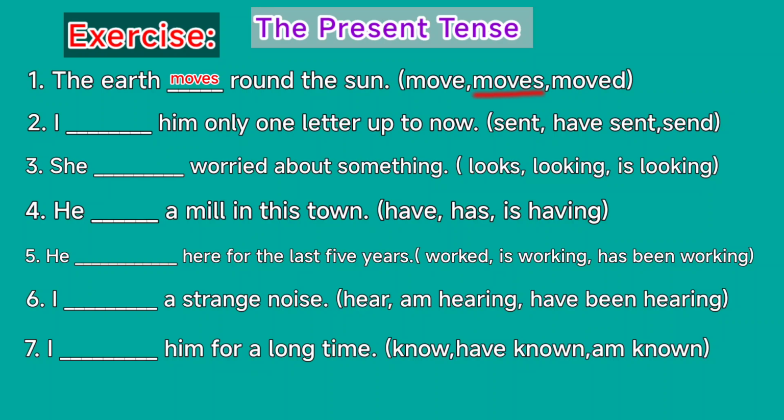We already discussed that so far experiences, so far happened, inexperienced things or experienced things can be expressed in present perfect, right? So present perfect example, option is here: have plus sent, have plus V3. She dash worried about something. Looks, looking, is looking are the options.